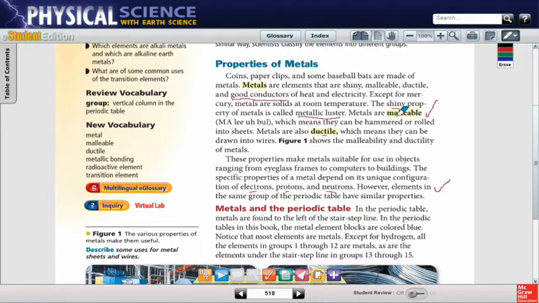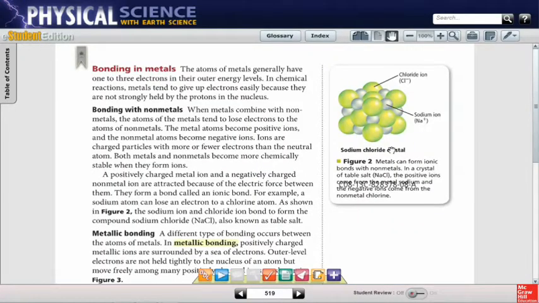They are malleable, meaning they can be shaped. They're ductile. Okay. So those are the three words I want you to really understand and memorize. Now let's go on. Bonding in metals.